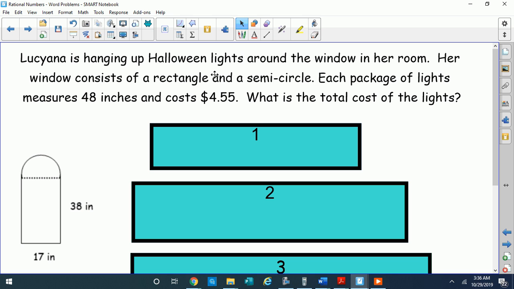Luciana is hanging up Halloween lights around the window of her room. Her window consists of a rectangle and a semicircle. Oh, this time just one semicircle, not two. Each package of lights measures 48 inches and costs $4.55. What's the total cost of her lights? So notice, like we did before in the other question, we're going around the figure. So take a look at what we did before, see if that can help you out in dealing with this question.